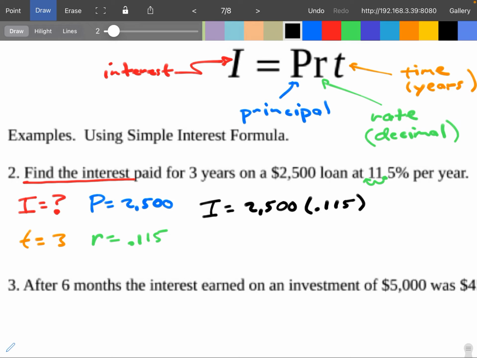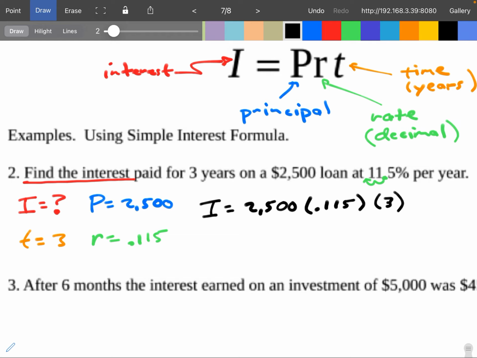Times the rate. So that's times the percentage as a decimal. And then times the number of years. And you can just put that in the calculator. And again, you can multiply in any order you want, right? Like 3 times 4 times 5, that's the same thing as 5 times 3 times 4. So if you do the 2,500 times 3, that'll give you 7,500, right?